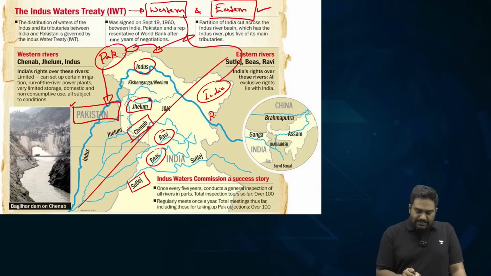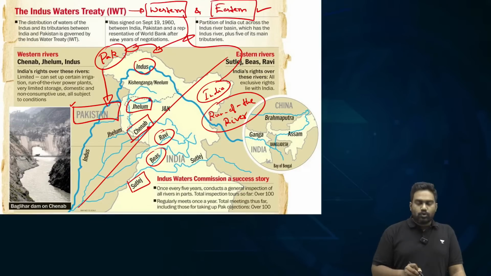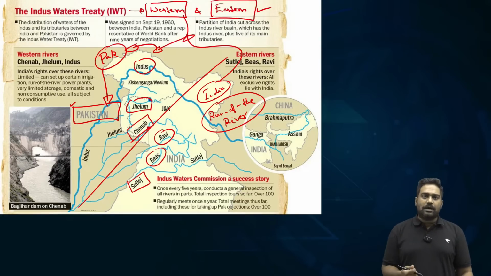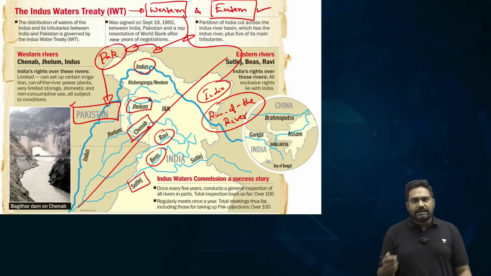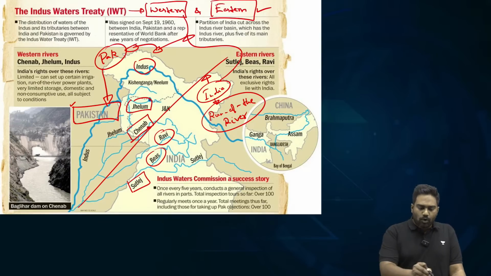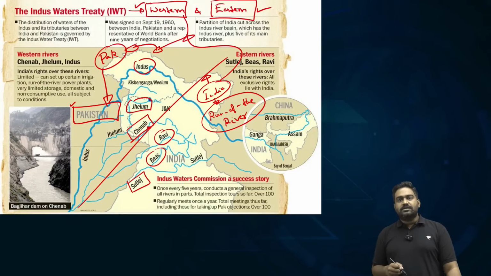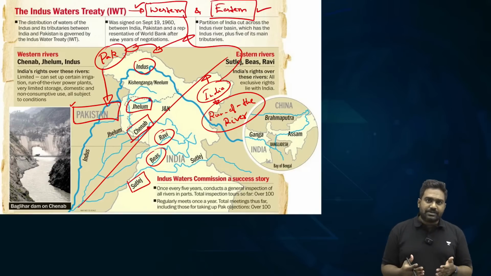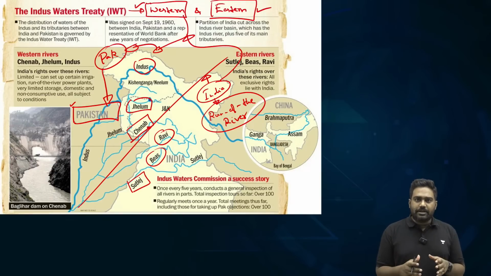However, India can construct run-of-the-river projects like hydropower plants. We can build a dam, store the water temporarily to create the hydropower potential to turn the turbines, generate electricity, but then we should allow the water to flow into Pakistan. These projects are allowed. So India has remained committed to this. We have never overused the waters of western rivers. We have never blocked or diverted these waters. We have remained fully committed and allowed the waters to flow freely into Pakistan, which benefits Pakistan.